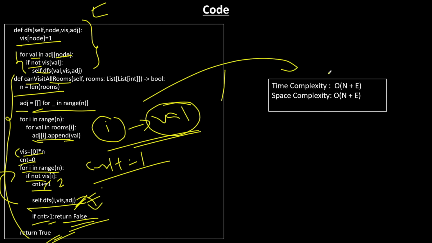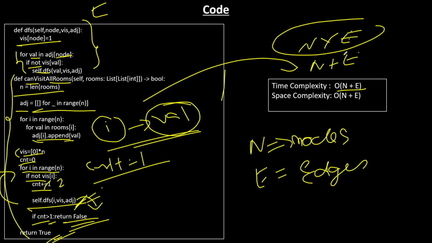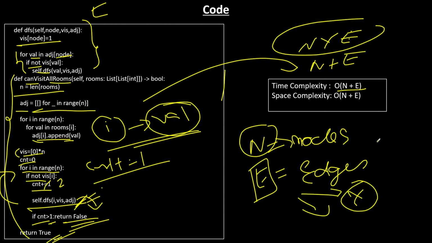Therefore, the time complexity for this becomes n plus e. N means the number of nodes, e means edges, right? It is not n cross e. Please keep in mind, it is n plus e, because for each node, you are traversing the edges. You're just traversing, right? You are not multiplying it or going for it multiple times.